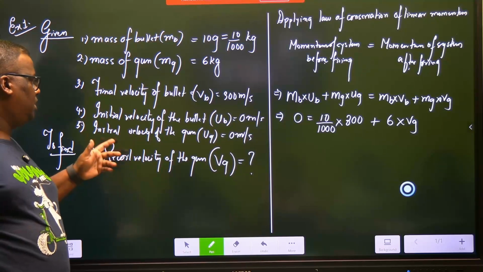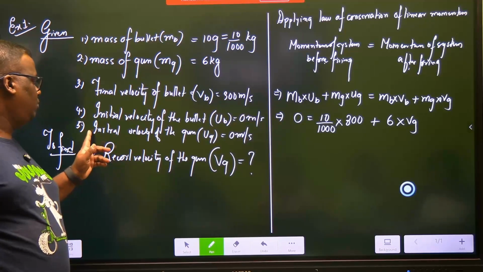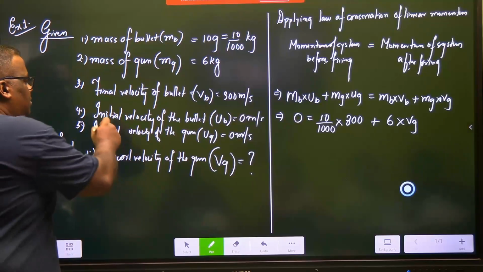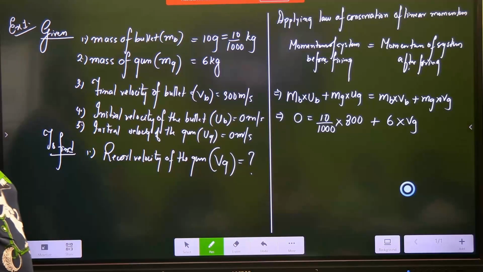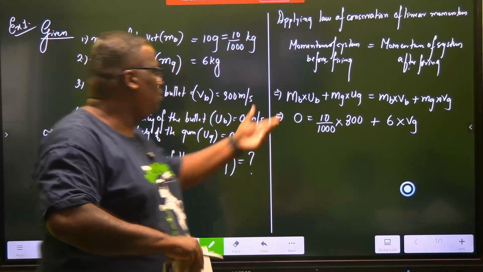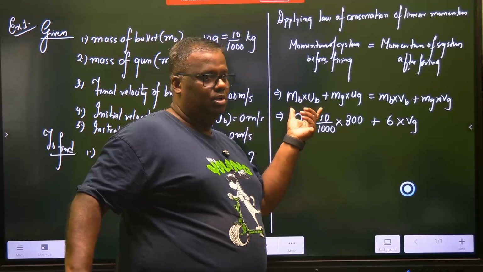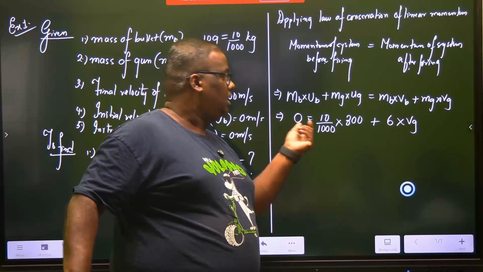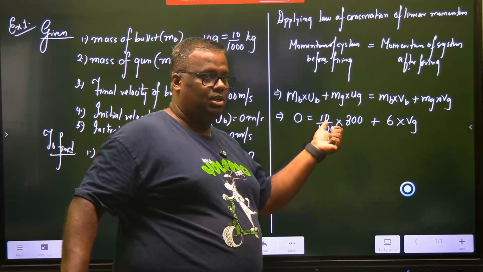One minute, one minute. What is her fifth one? Fifth one is initial velocity of the gun. What do you want here? 0. This is 0. This is also 0. This whole thing is 0. Is equal to mass of the bullet.